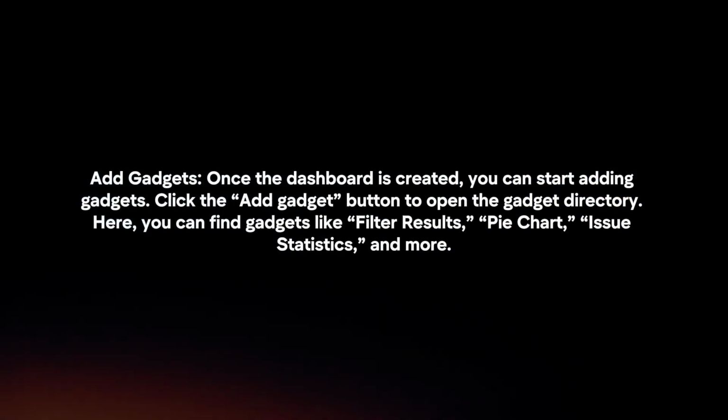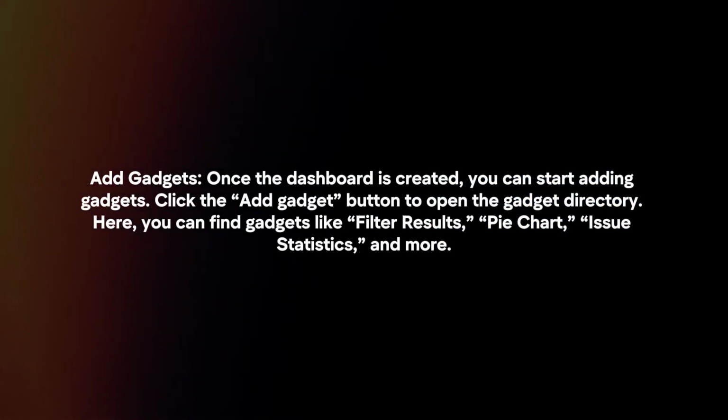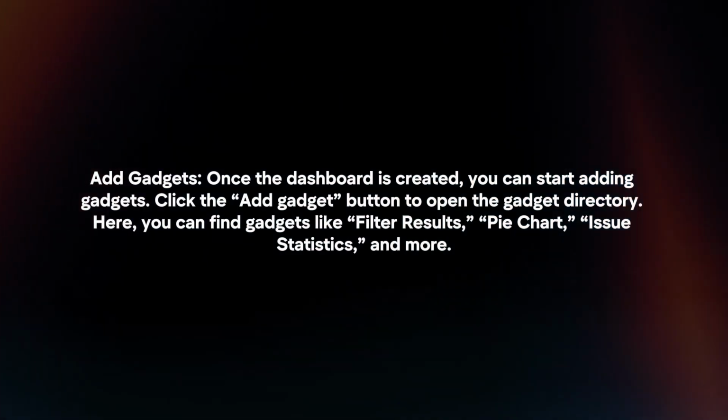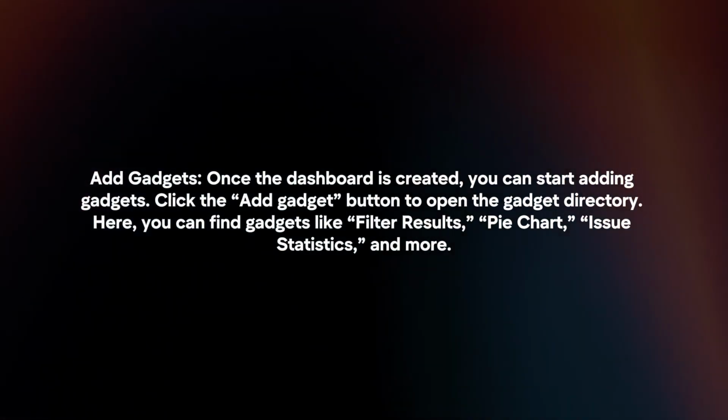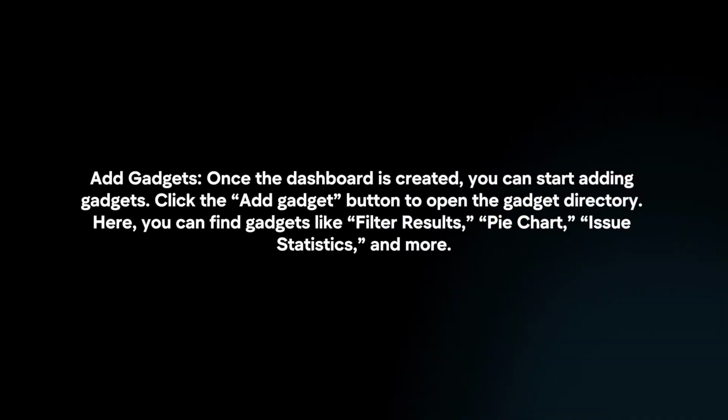Add gadgets. Once the dashboard is created, you can start adding gadgets. Click the Add Gadget button to open the gadget directory. Here you can find gadgets like filter results, pie chart, issue statistics, and more.